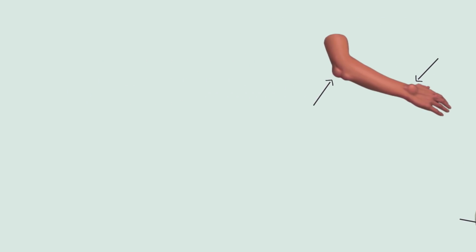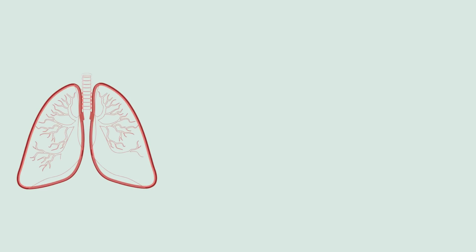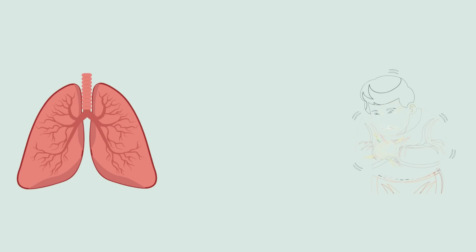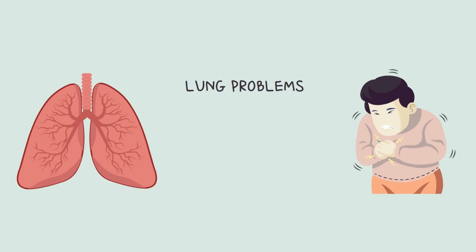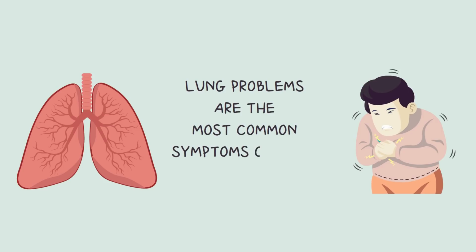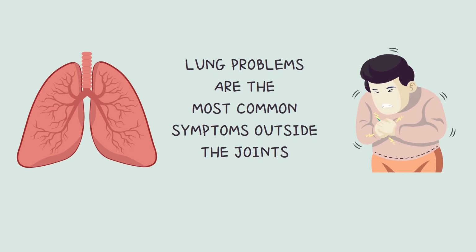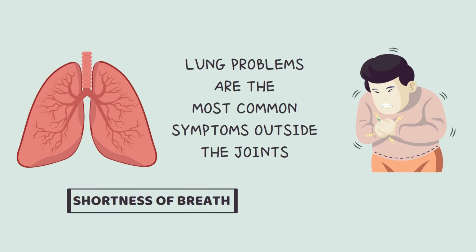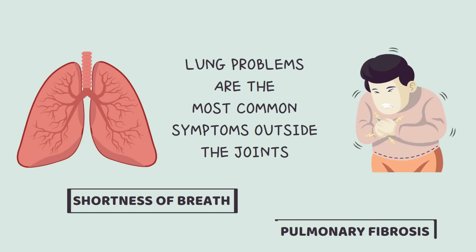Rheumatoid arthritis can also damage your lungs or the membranes covering your lungs. This causes chest pain that worsens with breathing. Lung problems are the most common symptoms of rheumatoid arthritis outside the joints. You might notice shortness of breath upon minimal activity, or if rheumatoid arthritis remains active for a long time, it can cause pulmonary fibrosis, which is a hard to treat condition that makes it tough to breathe.